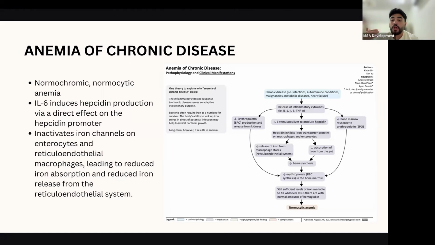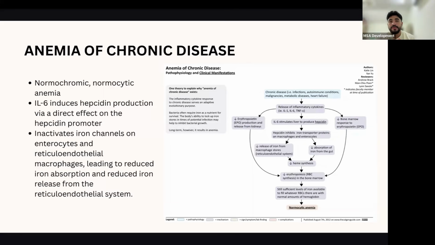And with that, you're going to have something we call normocytic anemia. It's going to be normochromic normocytic anemia, okay? Also on the side, you need to keep in mind that erythropoietin levels are going to decrease, right? Because these inflammatory cytokines are going to go to the kidney and cause less production of erythropoietin. And at the same time, there will be less response of the bone marrow to erythropoietin, because aslan, you're going to have low erythropoietin levels, okay?